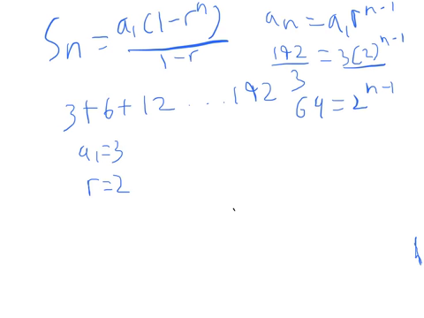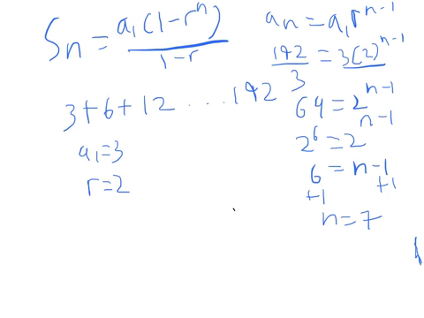And then we want 64 to have the same base, 2. So we know that 2 to the 6th power is the same as 64. So now we have the same base, and 6 equals n minus 1. Plus 1 on both sides, so n equals 7. So we could fill that in. n equals 7. Okay. And then we just plug it into the formula.